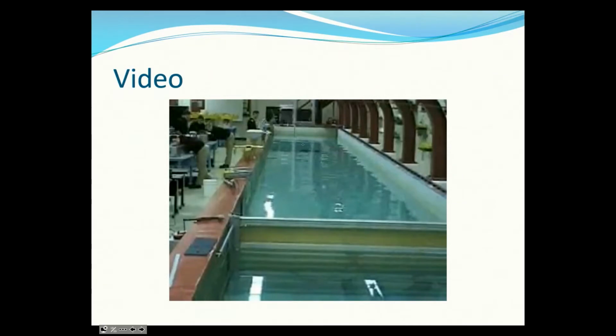So you have a wave generator moving up and down on this side, and at the exact same frequency, you have a wave generator moving on this side. And what you create in this pool is a standing wave. So check out this video.